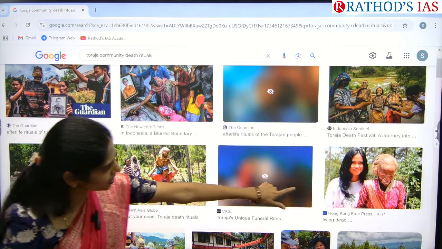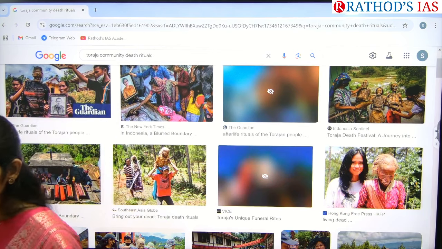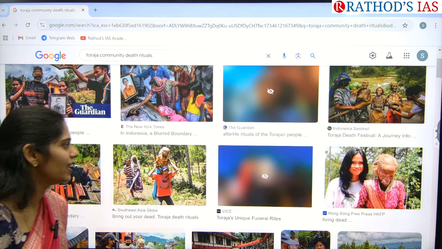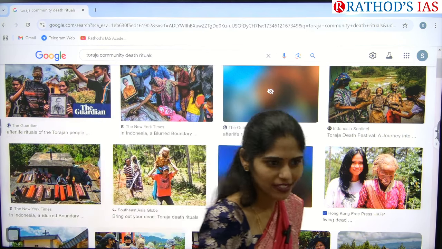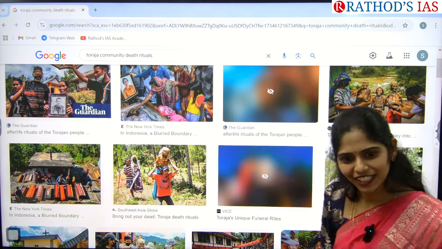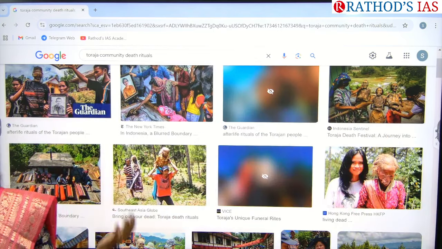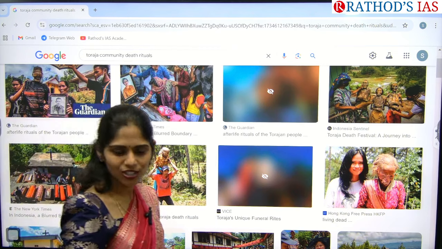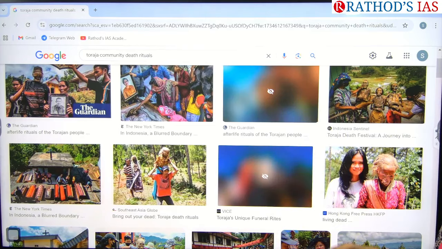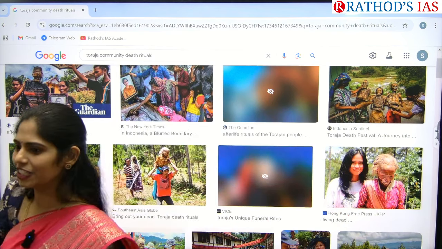See this image. What is she? Dead body. Actually there is one tribe called the Toraja tribe. Those people will not throw away the dead bodies. They will keep them inside their home, and whenever they want, they will clean them, dress them up, and also offer food for them. They will even keep them in the meetings and worship them.